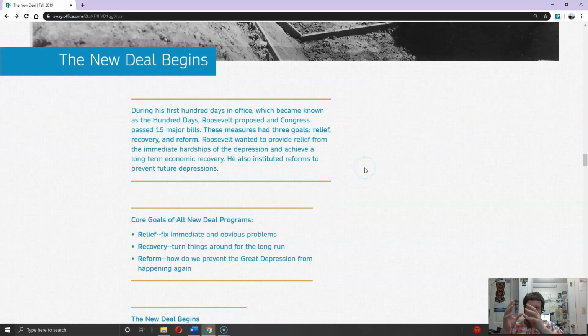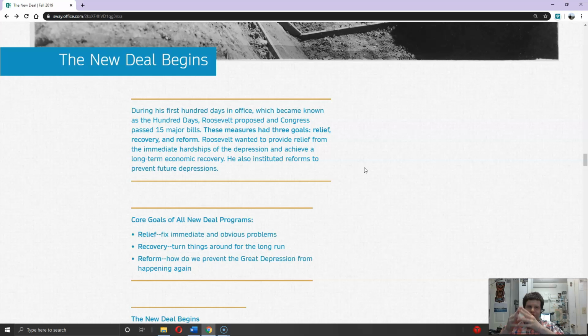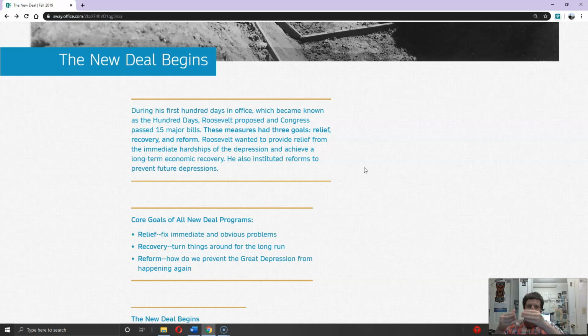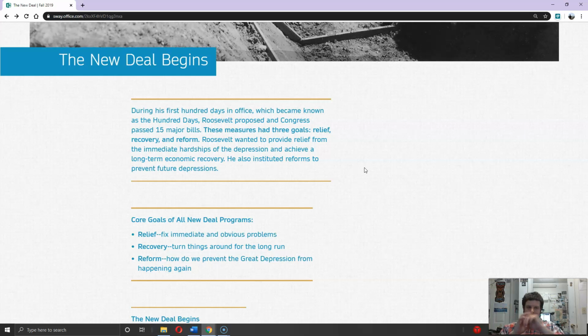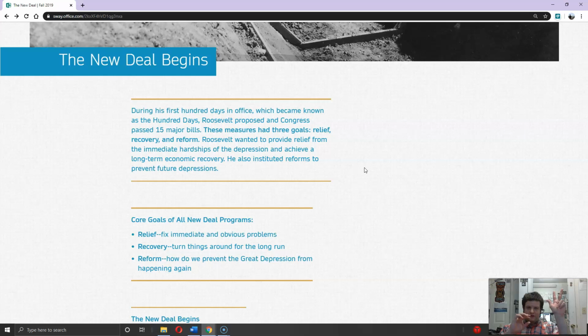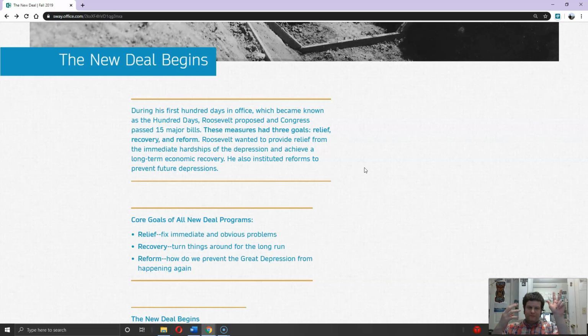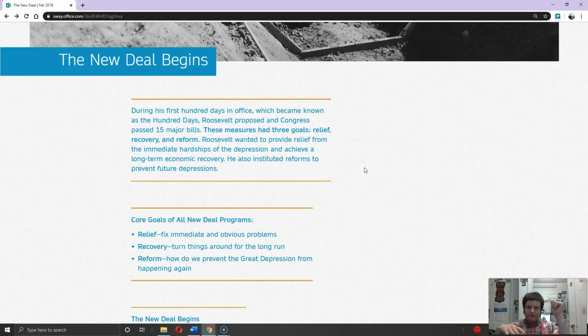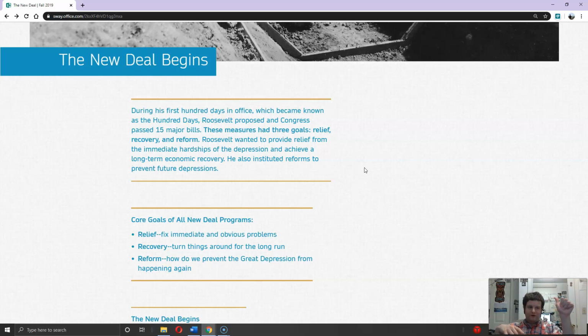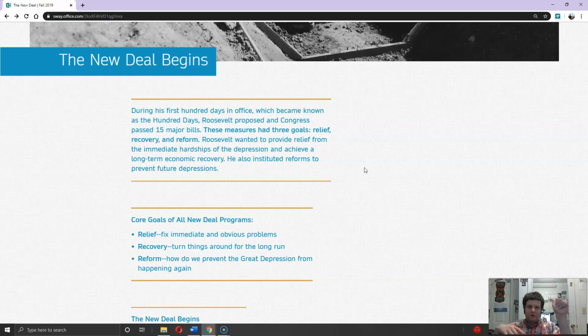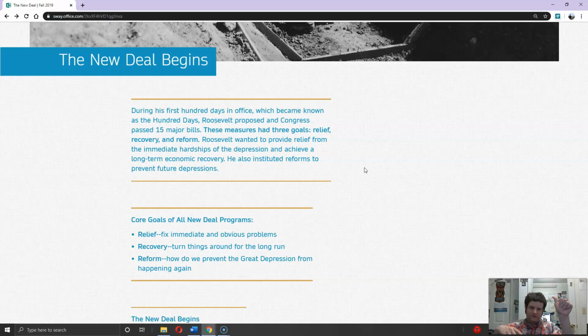Now, what Roosevelt was proposing was something called the New Deal. The New Deal's goal was to combat the Great Depression and set up an America that would not suffer the Great Depression again. And so there are three ideas that the programs have as goals. One of the goals is relief: fix the immediate problems. What's hurting the American people right now, and how can the U.S. government fix it? We've got recovery. What can we do to fix things for the long game?